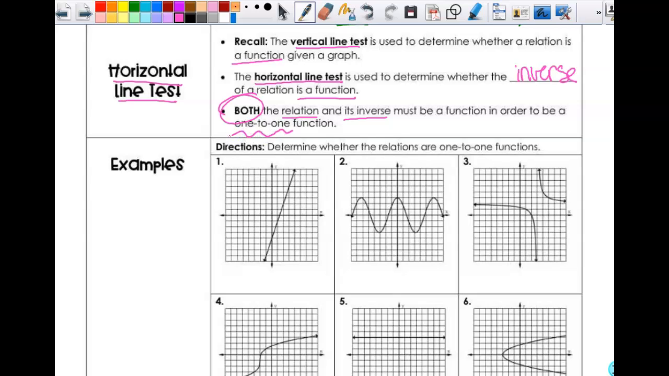So let's see what that means here. Number 1, it says to determine whether or not they are one-to-one functions. Is number 1 a function? What do you think? Yes, because it passes the vertical line test, right? So does it pass the horizontal line test? It's the same kind of thing. Since it passes both of them, the answer is yes, it's a one-to-one function. It's that easy.